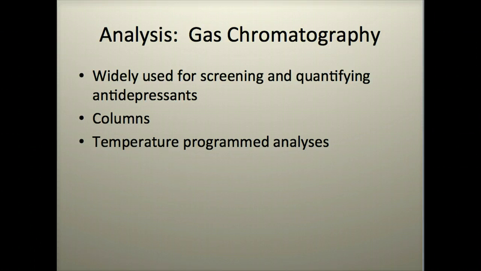The columns that are used in GC are typically fused silica capillary columns with bonded nonpolar to intermediate polarity methyl silicon. The liquid phases that are used are 0 to 50% phenyl. The usual column dimensions are about 10 to 30 meters in length. Internal diameter is 0.2 to 0.53 millimeters, and the film thickness is 0.25 to 1.5 microns. Those are just typical characteristics of columns that are used in the GC. Most antidepressants can be detected in routine temperature programmed analyses using the GC. Nothing real special needs to be done.